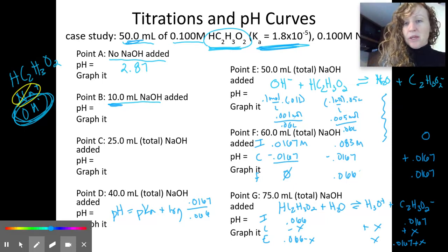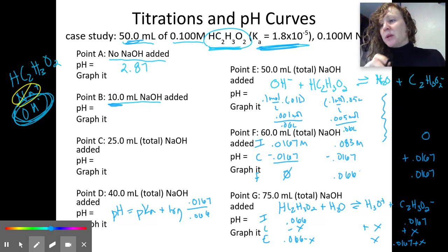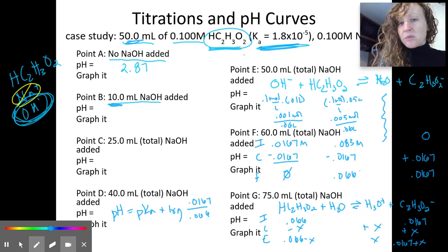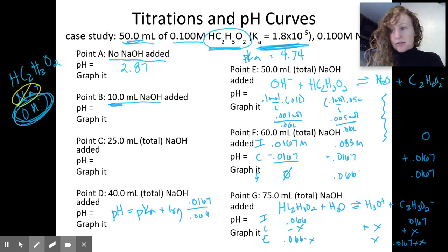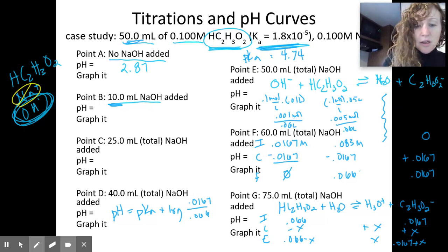All right, my Ka is 1.8 times 10 to the negative fifth. My pKa is always going to be the same because my Ka is not changing. So I'm just going to write it up here at the top so that I have it as a reference. All right. So if I do this all, my pH is going to end up being 4.14.